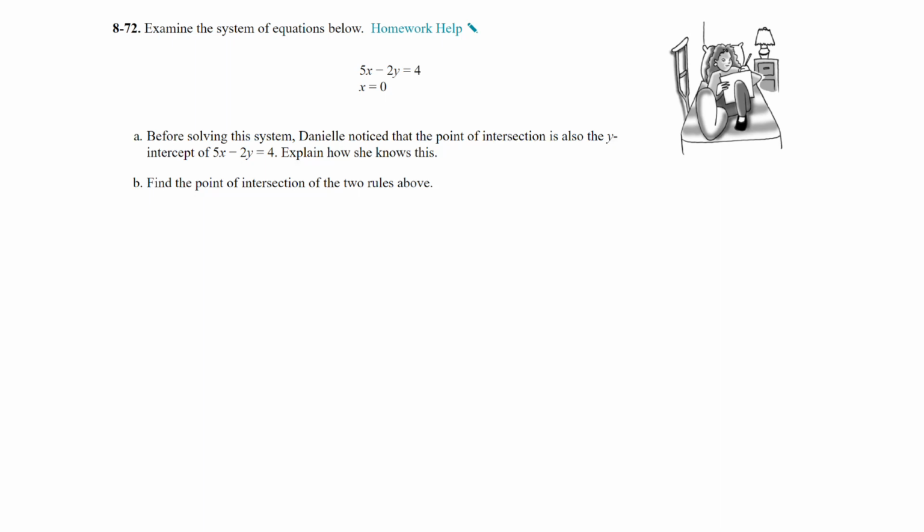Question 72. Examine the system of equations below. Before solving this system, Danielle noticed that the point of intersection is also the y-intercept. Explain how she knows this. Well, if you look at your two equations, this equation at x equals 0 is going to be a vertical line because it doesn't have the slope, and it's going to be a vertical line through 0, which is the y-axis. So at x equals 0, you have your vertical line, which represents the y-axis as well. So if that's the case, no matter where that line intersects, it's going to intersect at the y-axis, which means it will also be the y-intercept of the first equation.